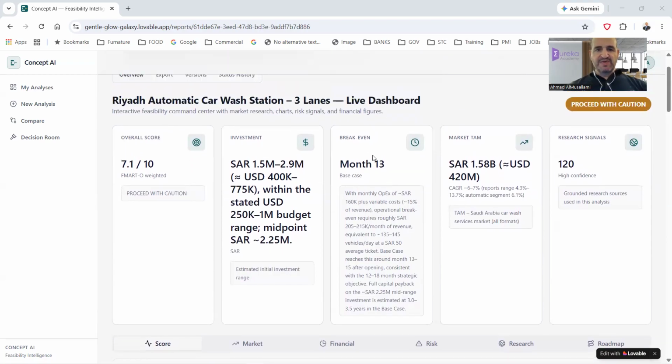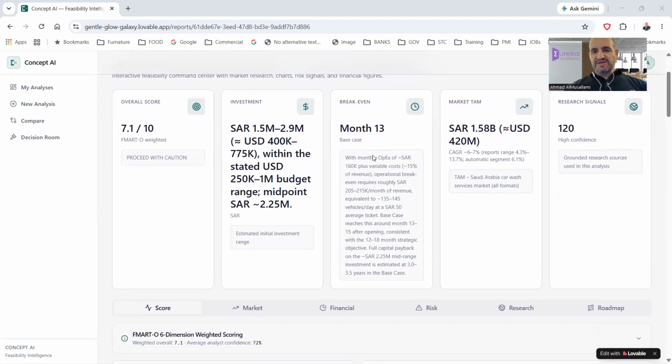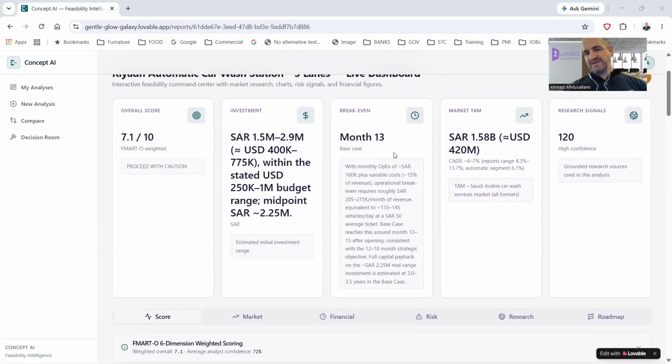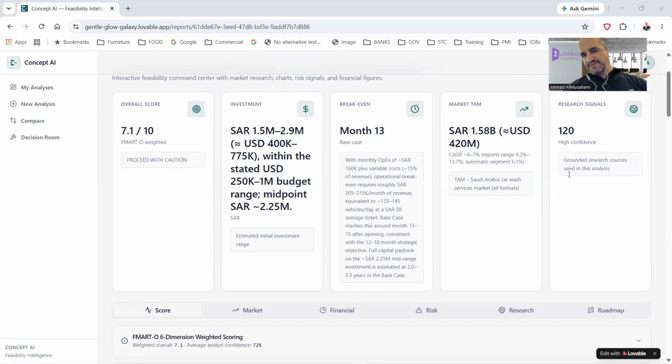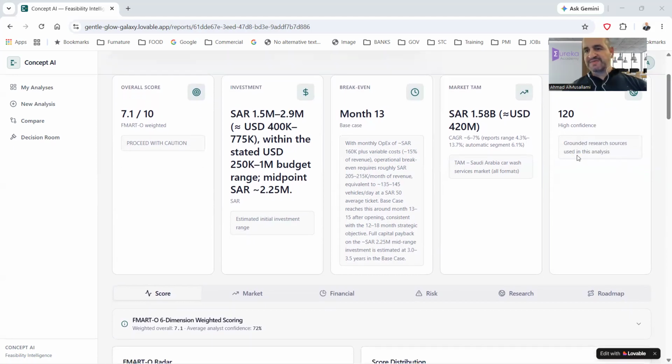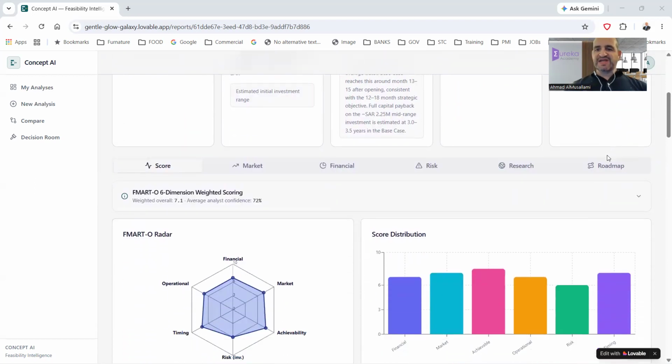So here we need to know why should we reconsider. We're talking here about the OPEX that's going to be spent here, the market. We're talking here about the TAM. We need to understand this very well before we decide to proceed. And also research signals, talking here about some of the sources. It gives us the sources.